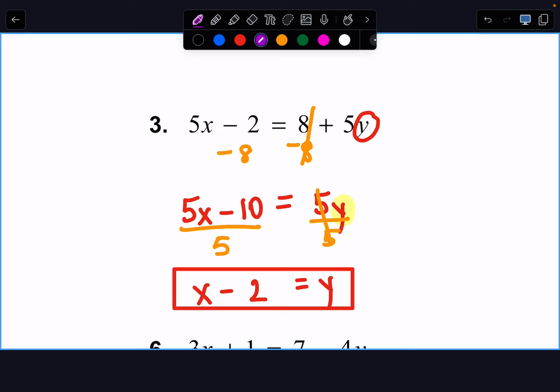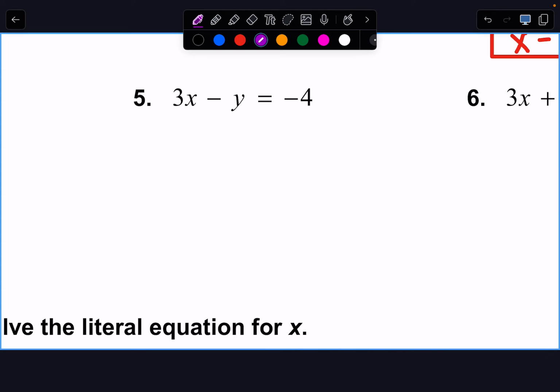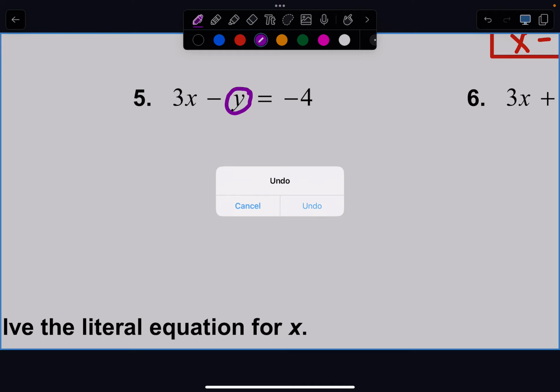Okay? Okay, let's do one more in that section. Let's do number 5. Number 5 is a little bit sneaky. Okay, where's y? In the middle. Here's y right there. Okay, I want y by itself. It's already. No, it is not. I need y equals. Okay, I see a 3x there. How do we undo that 3x?